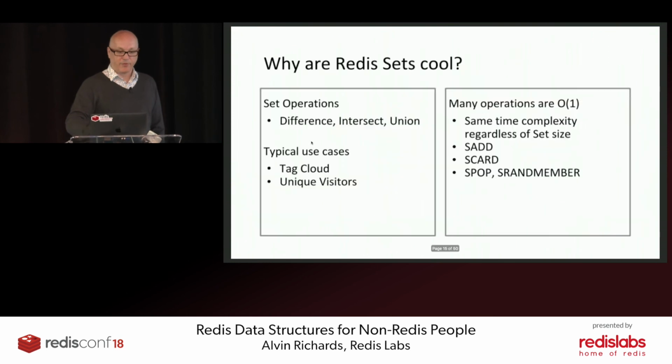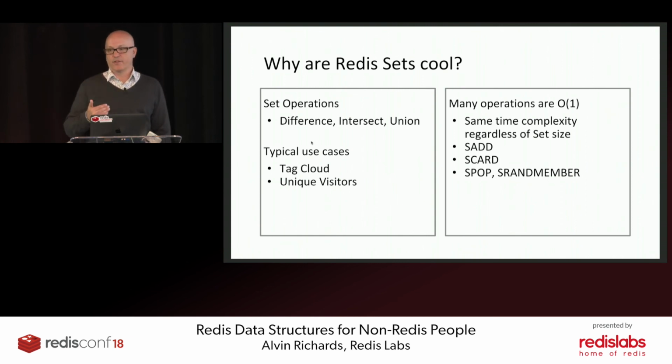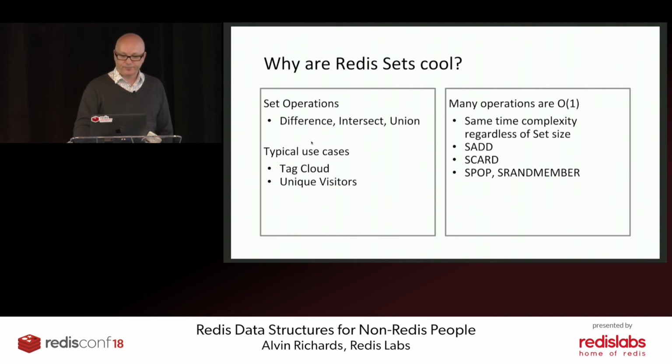A variant, so before we do that, why are sets cool? Well, the set operations. As I said, typical use cases are things like tag clouds, finding unique visitors to your website during a period of time. You just put their cookie ID in and you can see each one of those unique visitors and record that in a set. Again, many of the operations are O(1), which means they are consistent regardless of the size of the set. And so this gives you very consistent performance as you are using and manipulating those data structures.